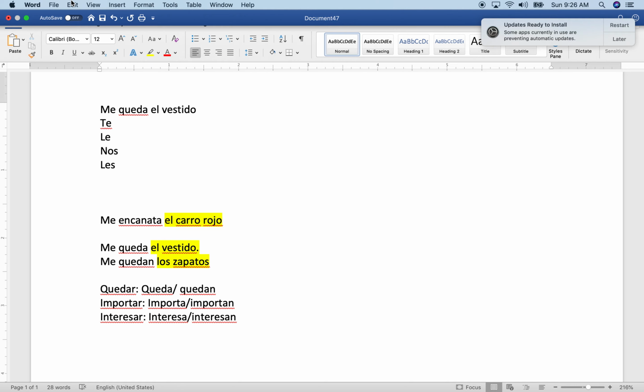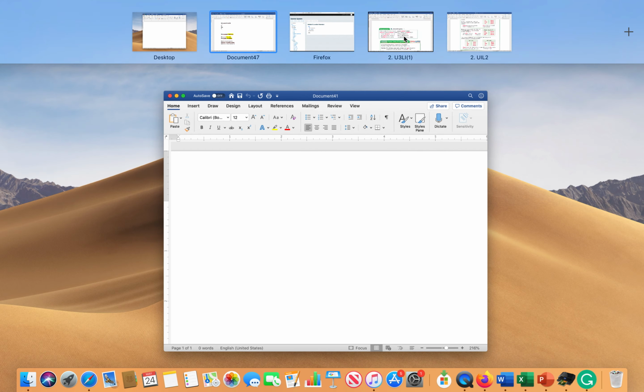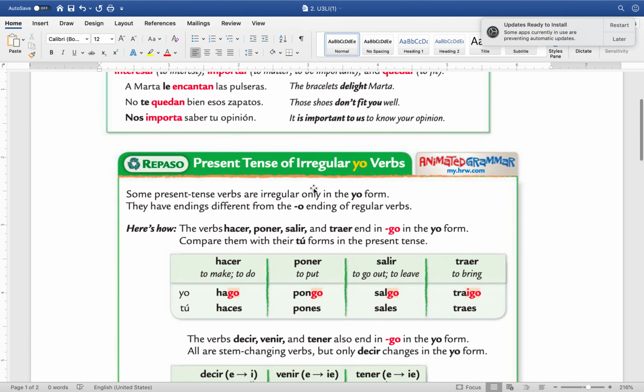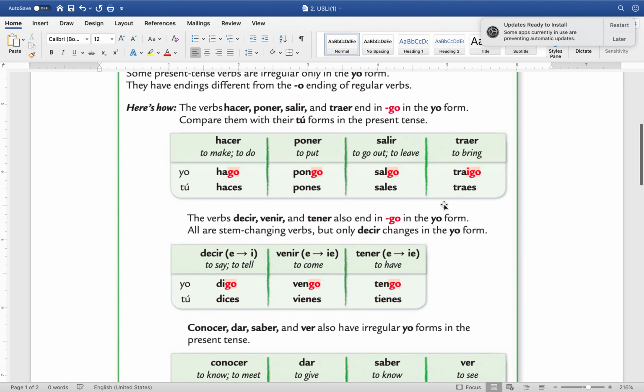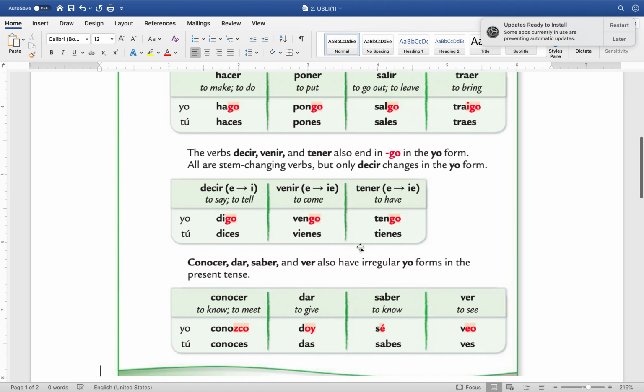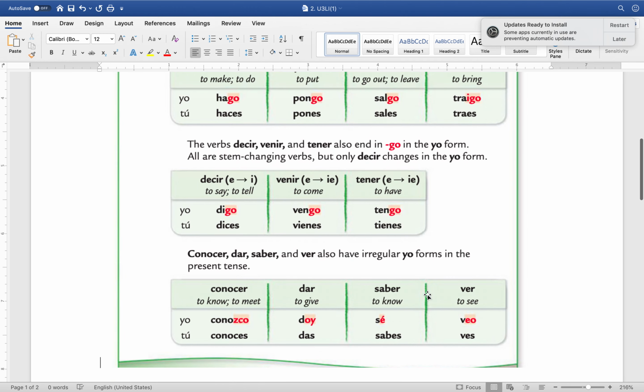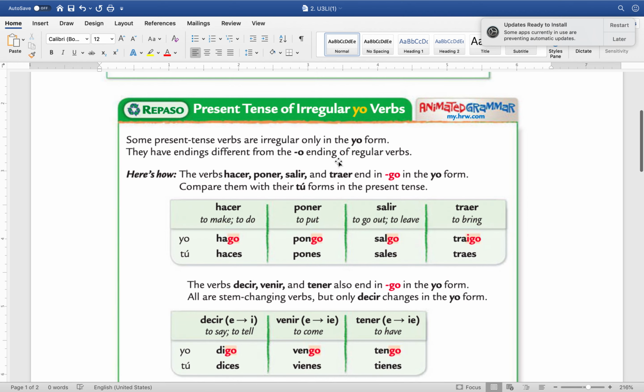All right, we can't spend a lot of time here. So next is present tense of irregular yo verbs. That means when you conjugate hacer, poner, salir, traer, decir, venir, tener, conocer, dar, saber, and ver, and the meaning of all those verbs are right here. You just for the yo form, we call it irregular.